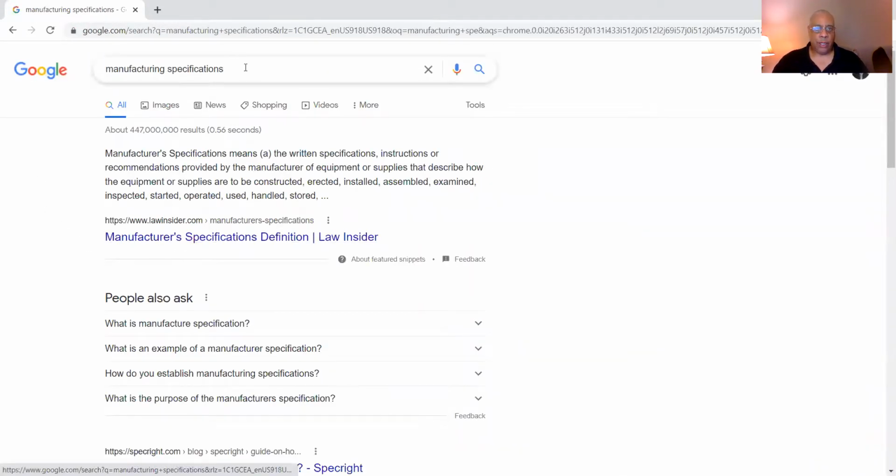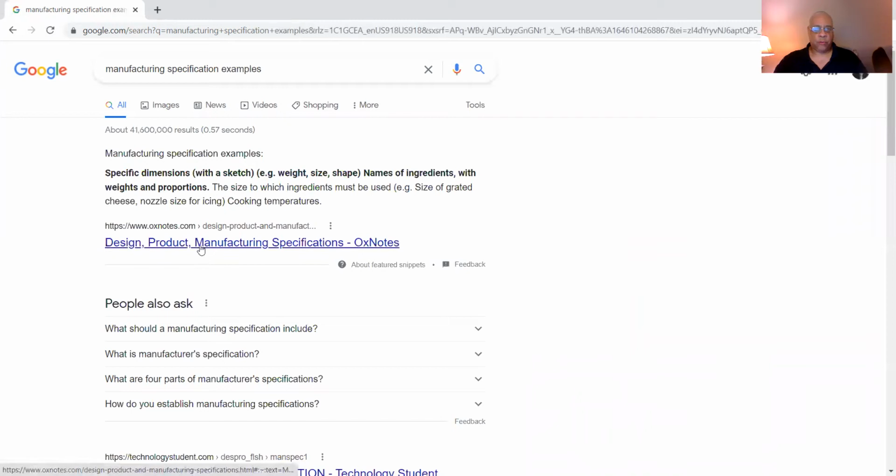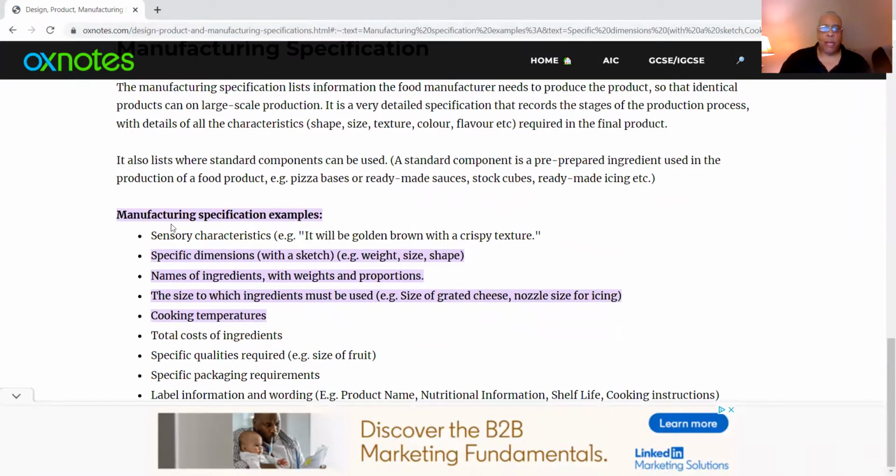Now again, when we deal with manufacturing specifications, got some examples right here. In your manufacturing specifications, let's say if we're going to make pizza, here's what you're going to use. The sensory characteristics: it'll be golden brown with crispy texture, specific dimensions.